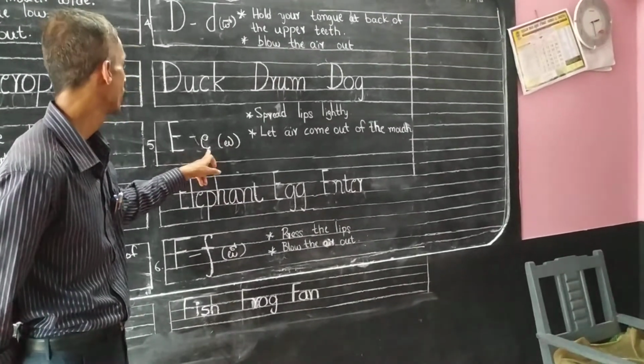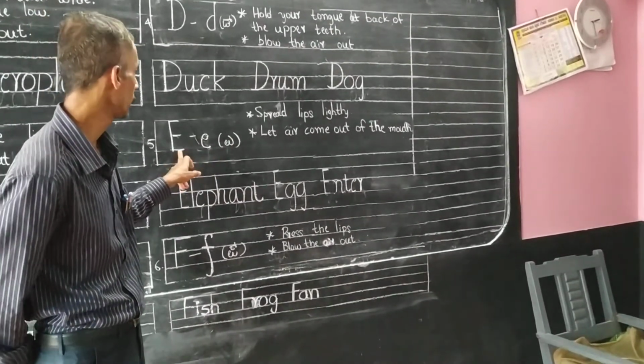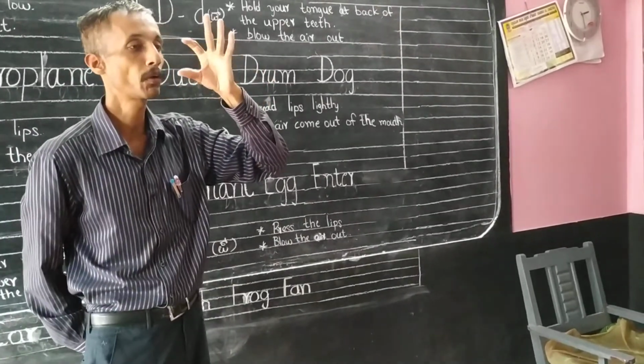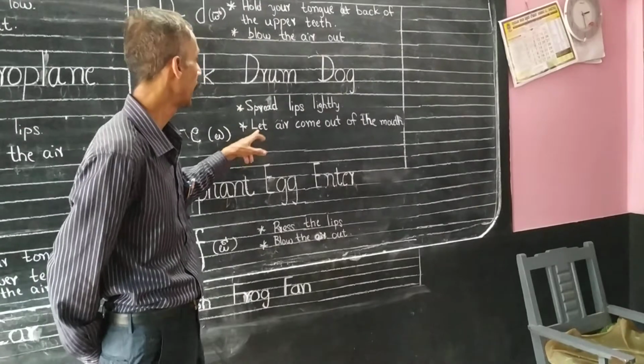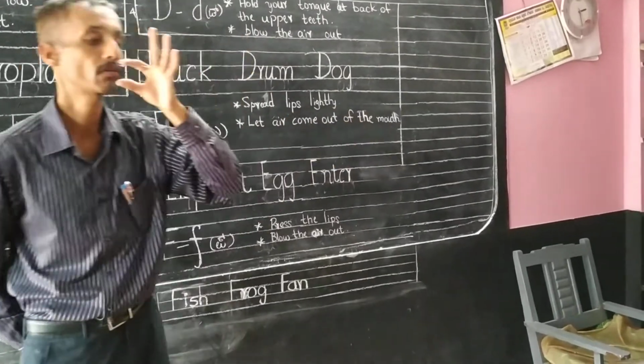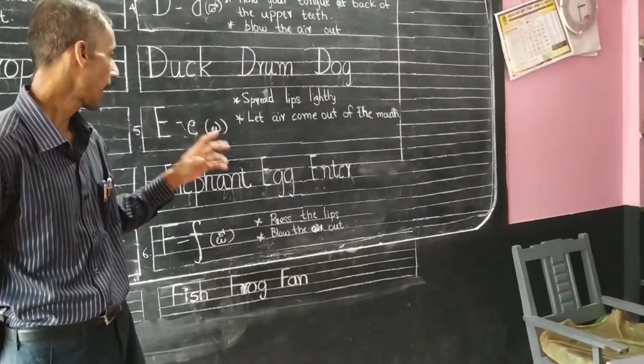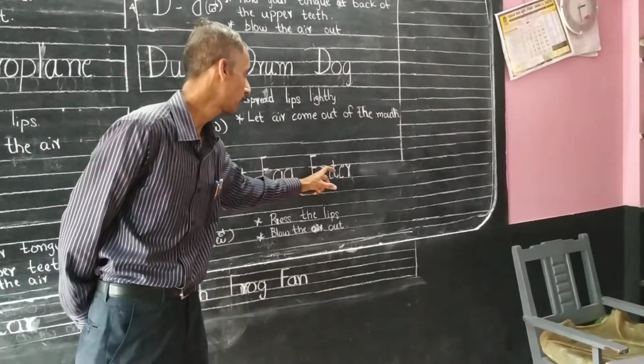Next, E. The letter E produces the short E sound. Spread the lips lightly. Don't open widely. Just lightly, and let air come out of the mouth. Just like this. This is very easy. Elephant, egg, ankle. Like this.